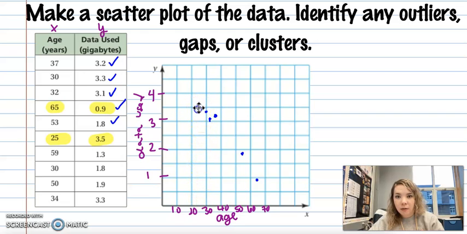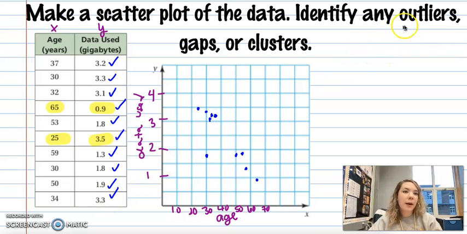3.5 is also right here, right in between 3 and 4. 59 and 1.3, so just before 60, just below 1.5. 30 and 1.8, so on the 30 grid line, just below 2. 50 and 1.9, so on the 50 grid line, just below 2. And 34 and 3.3 would be in here.